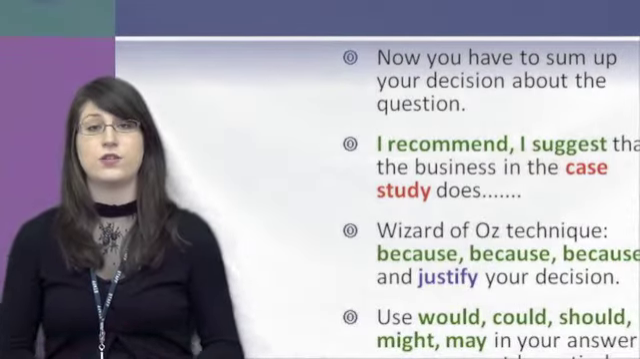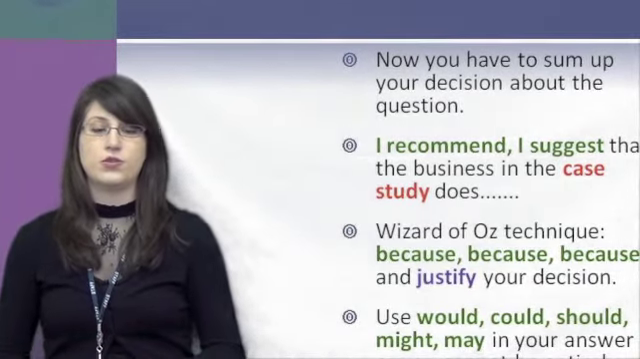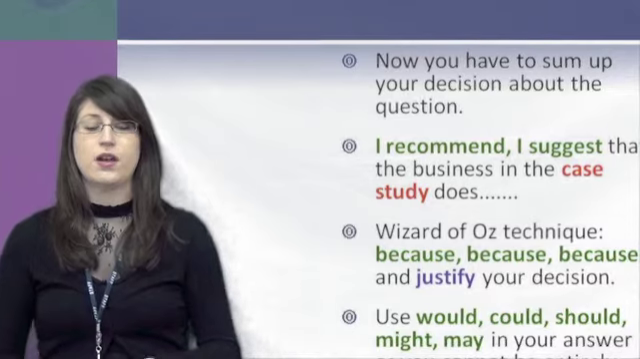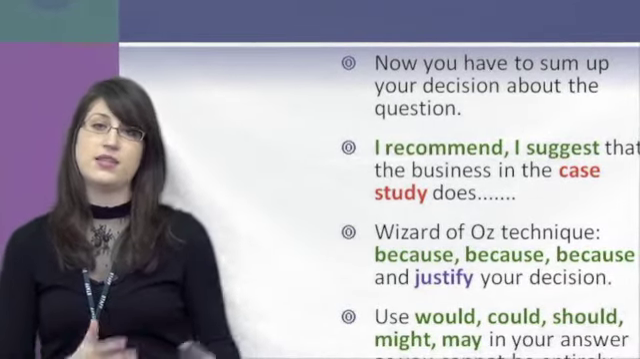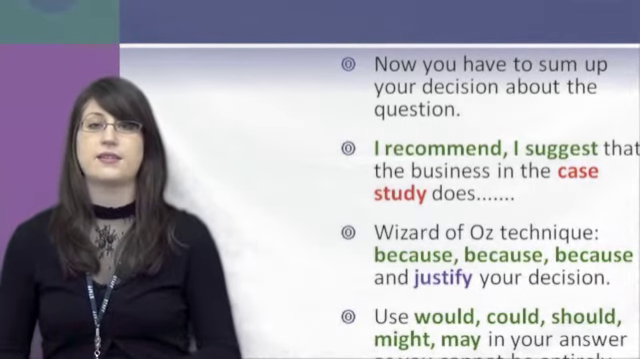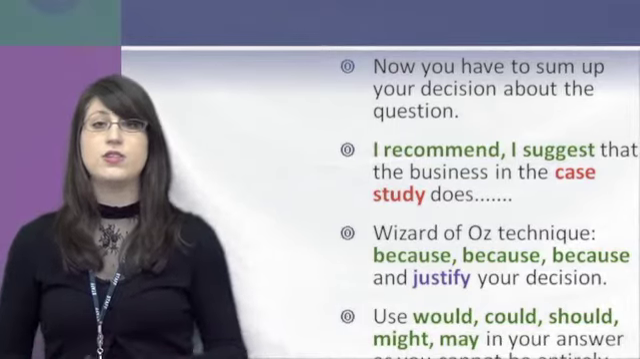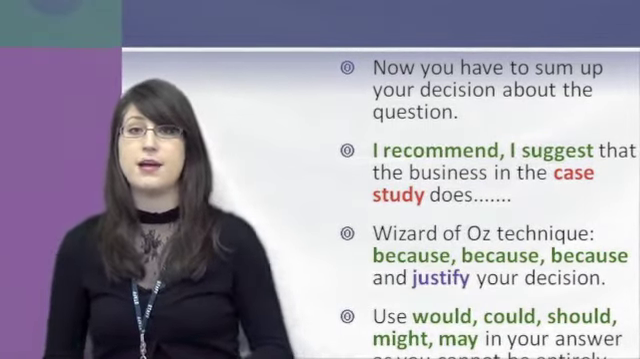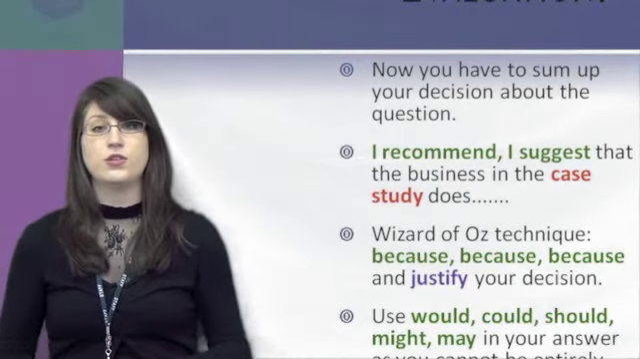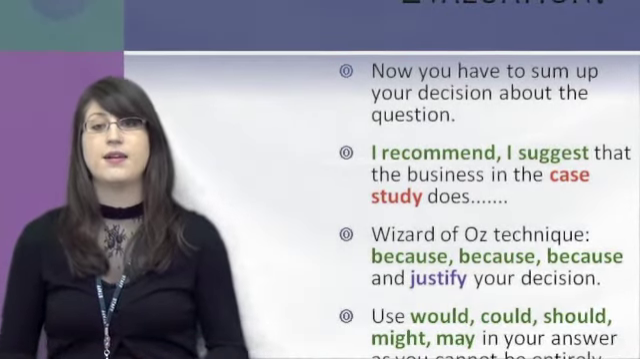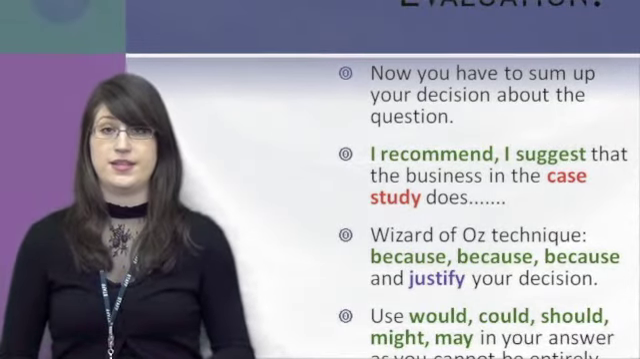After making your 2 good points, you're now going to write your evaluation. This is where you summarise your decision about the question. Use phrases such as I recommend, I suggest, that the business in the case study does, and explain your answer. Always remember to use the Wizard of Oz technique to justify your answer to the examiner. They will be looking for this. Use words such as would, could, should, might or may, as you're not entirely sure that your suggestions will work for the business.